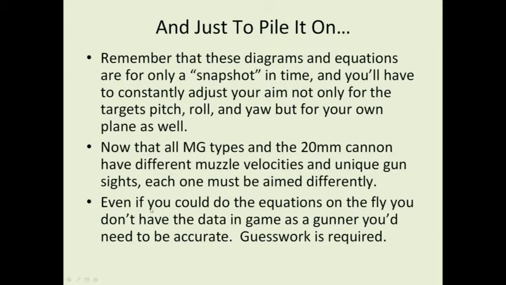And all those MGs and the 20mm cannon, each of those have different muzzle velocities and unique gun sights, which means in order to master backseat gunnery, to know it through and through, you have to know the relative velocities and how to aim the sights for each one individually. It's 3 separate studies. Well, that's a heck of a lot of work. And even if you could do all the equations on the fly in your head, if you were Einstein or the equivalent, you don't have the data in game as a gunner in order to do it.